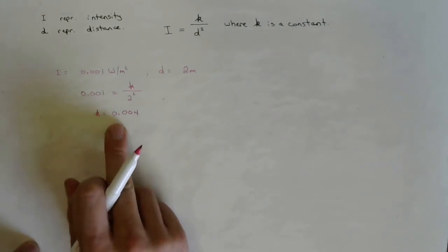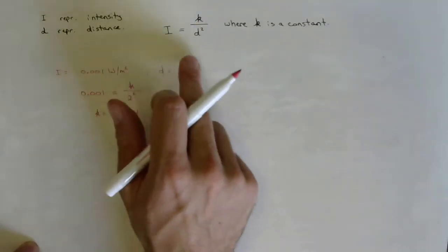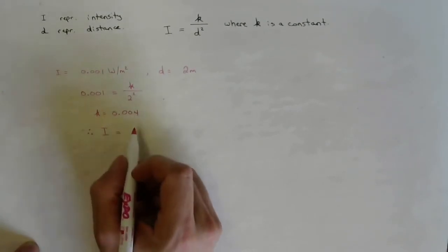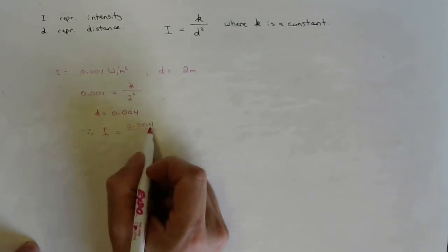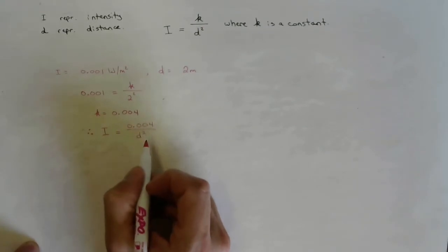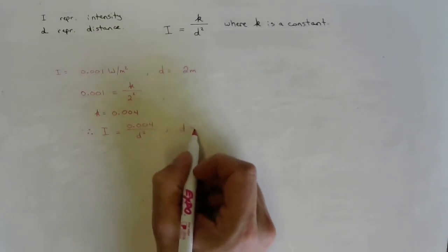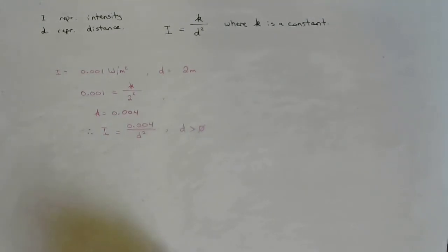Which means that K is the constant of variation, which then means that the actual formula for this situation, therefore, the intensity of this speaker varies with respect to the square of distance as 0.004 over D squared, where the restriction is D must be greater than 0, because you can't have 0 in the denominator. Okay, so we have created a function for this situation to represent this relationship. That's what we were supposed to do in A.